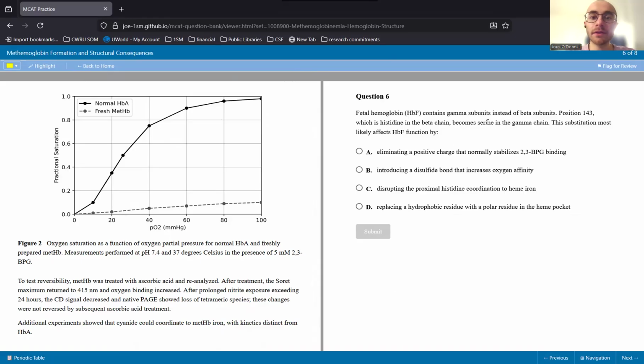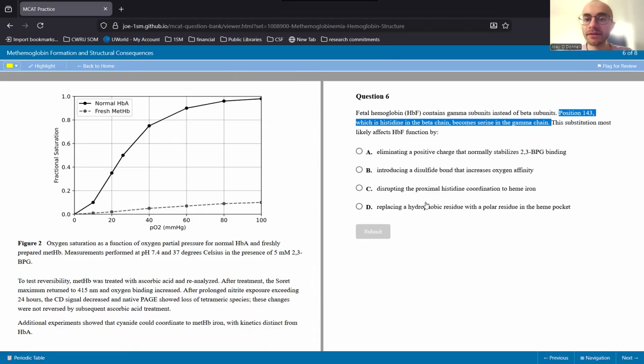So we're told fetal hemoglobin has gamma subunits which do a histidine to serine. Basically, we're taking a positively charged amino acid and turning it into a polar but non-charged one. So chances are we're going to be eliminating a salt bridge here. Serine is going to be unable to form a salt bridge, so we're probably getting rid of a salt bridge. Either we're getting rid of a positive-positive repulsion, or a positive-negative attraction. Whatever it is, it's going to probably change things.